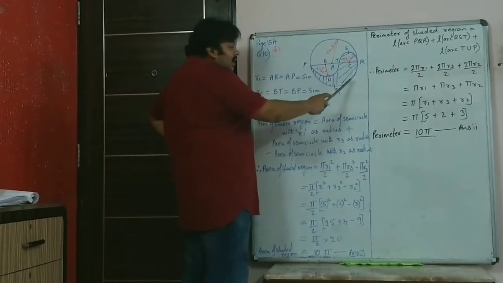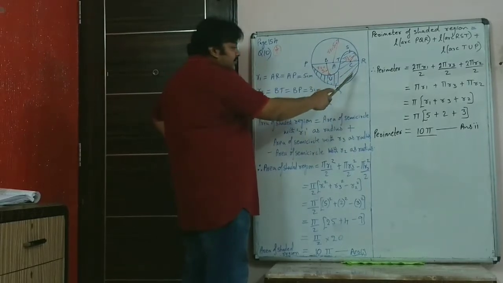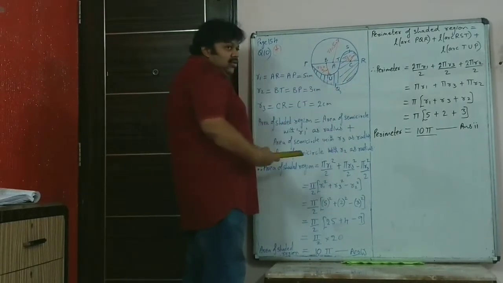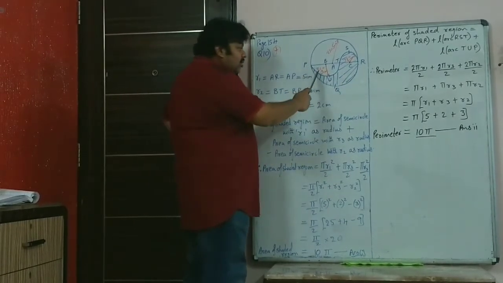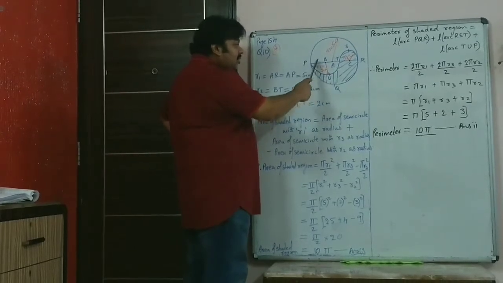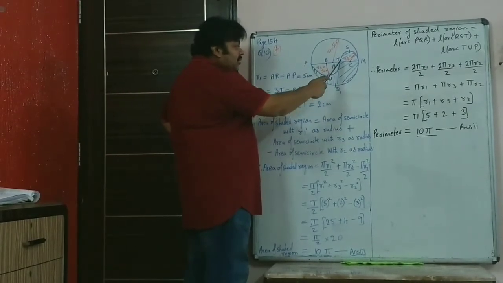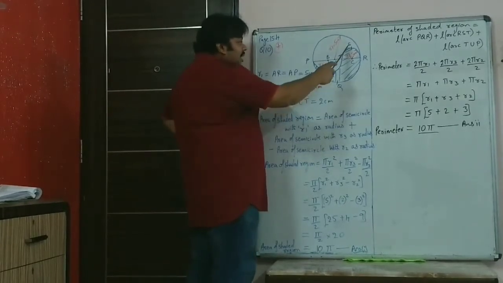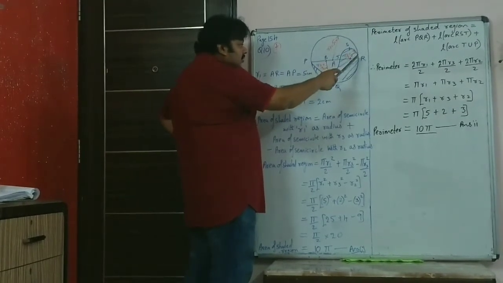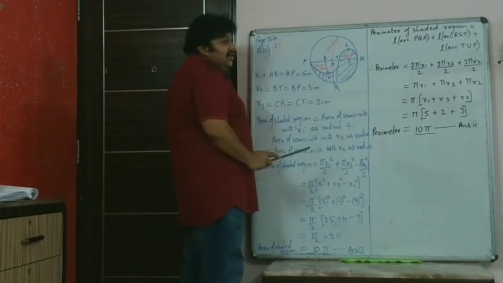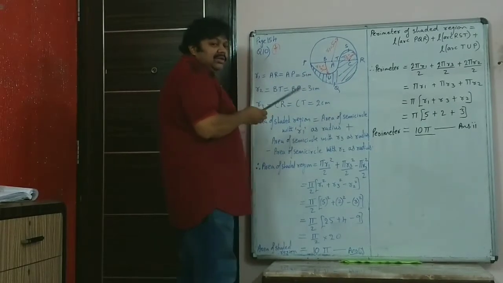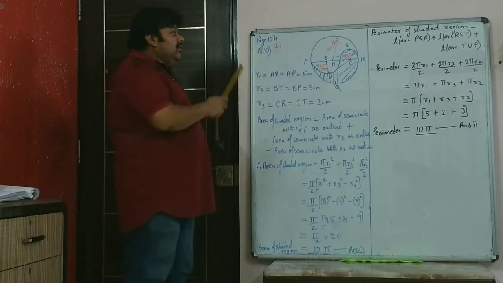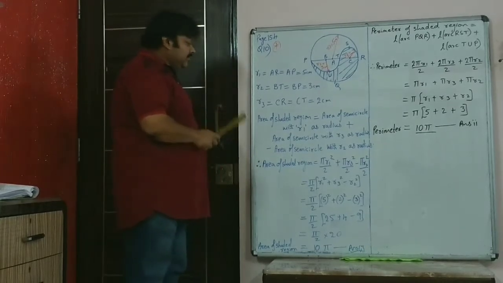So first of all I will take this full semicircle. But the full semicircle is not there, so I have to remove the area of this semicircle with R2 as radius. And then I have to add a third semicircle with R3 as radius. So it is basic thinking, basic logic, but you have to use that method.